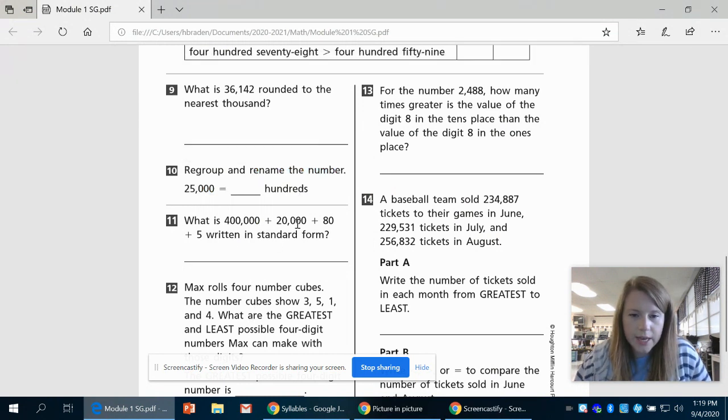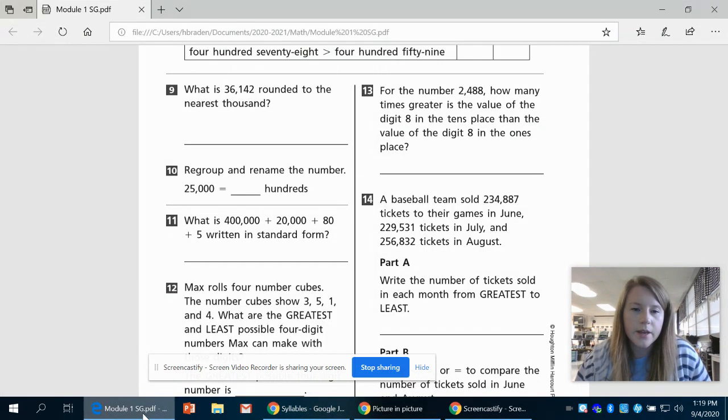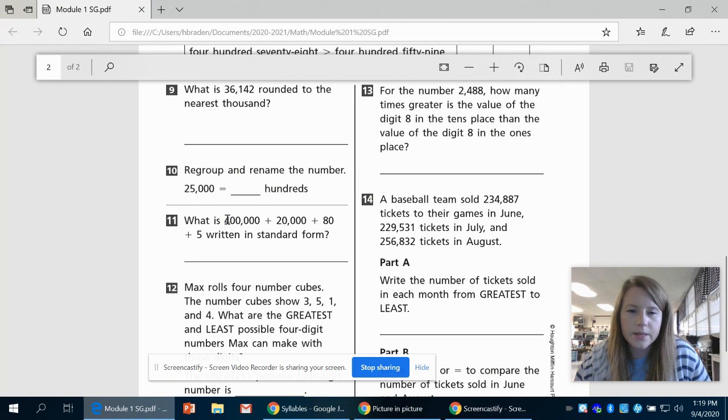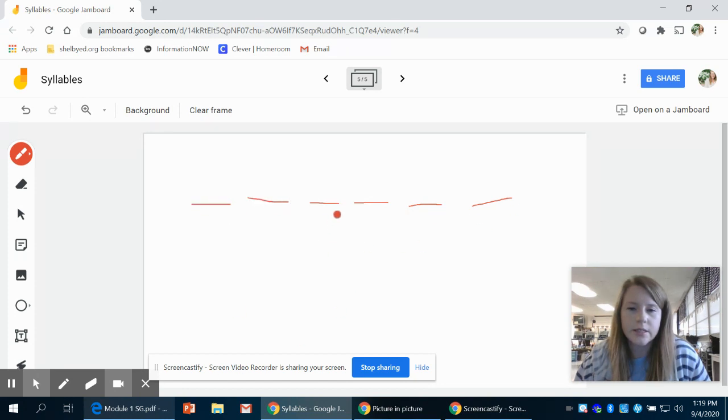What is 400,000 plus 20,000 plus 80 plus 5 in standard form? All right, so I'm going to start with my biggest number, which is 400,000. So I've got a 4 in the 100,000s place. Let's start at the beginning. I know that the biggest place is going to be the 100,000s place. So I'm going to go ones, tens, hundreds, thousands, 10,000s, 100,000s. That way we can make sure we get all of our places in.